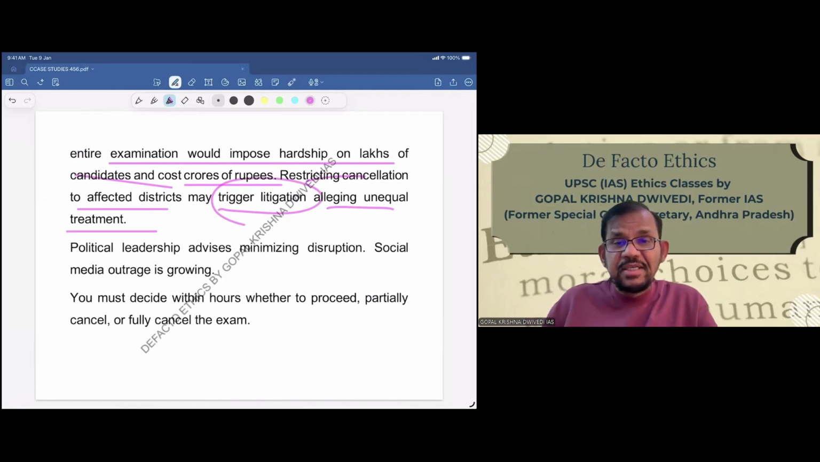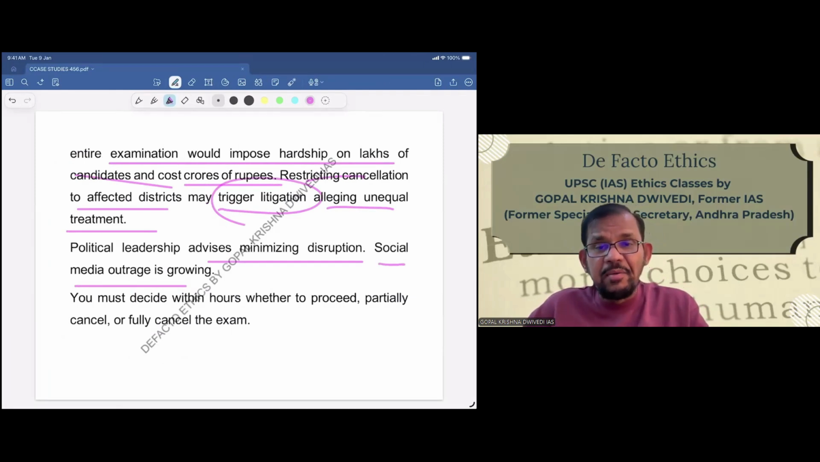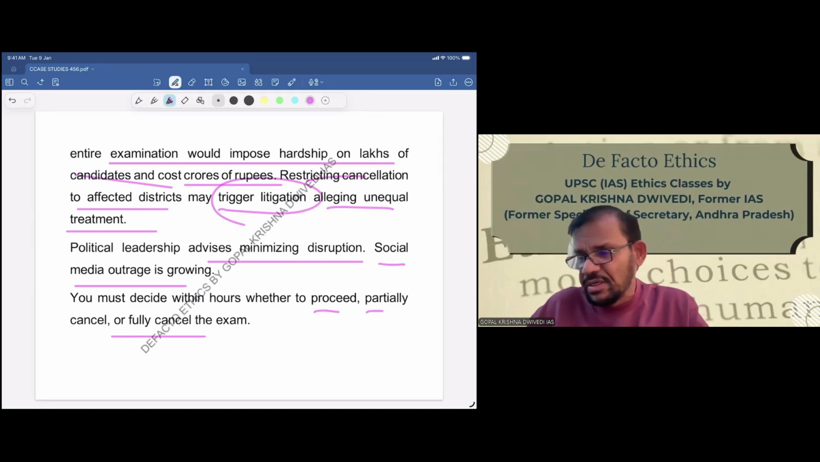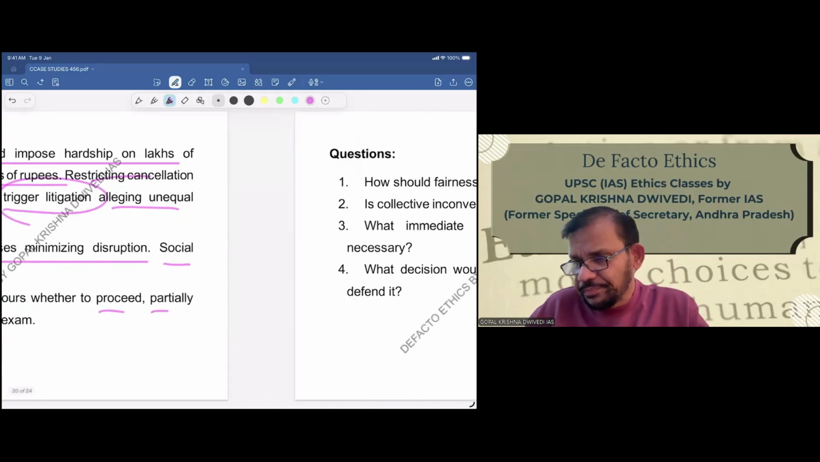Political leadership advises minimizing disruption. Social media outrage is growing. You must decide within hours whether to proceed, partially cancel, or fully cancel the exam. So even though the case study is simple, the situation is quite complex. Now let us see what the questions are.